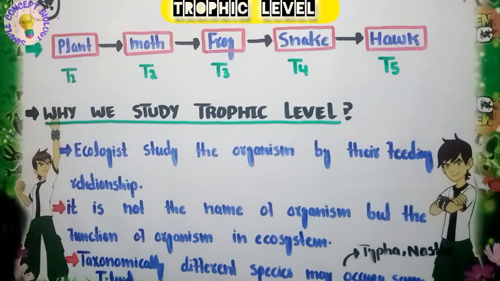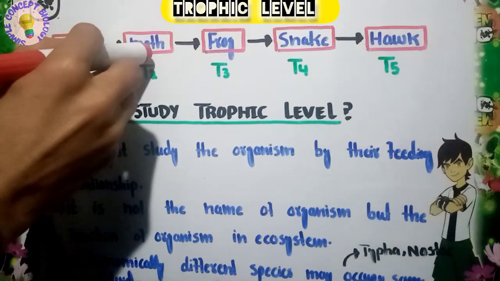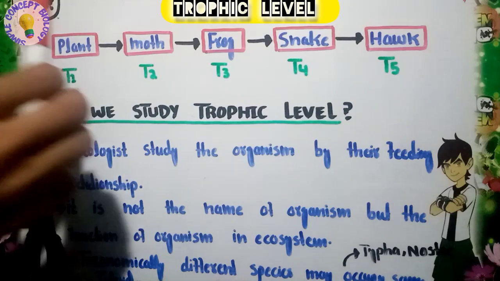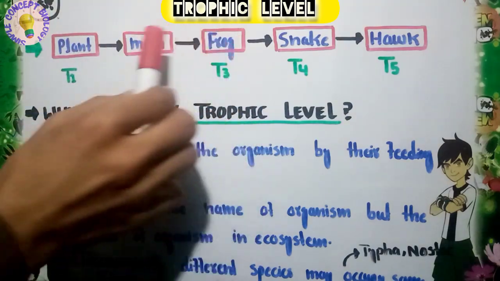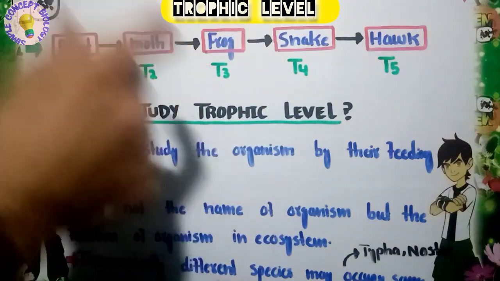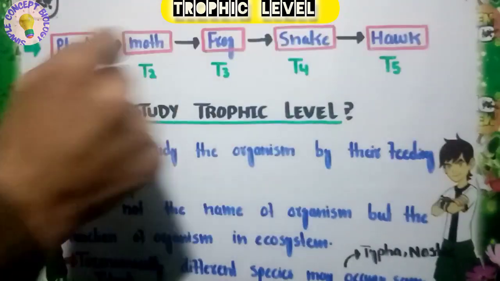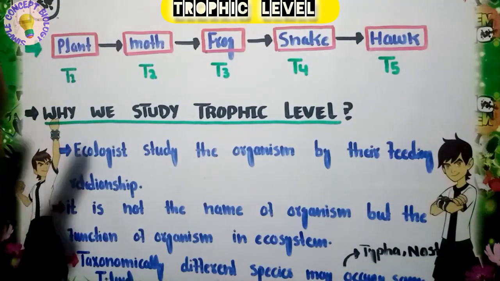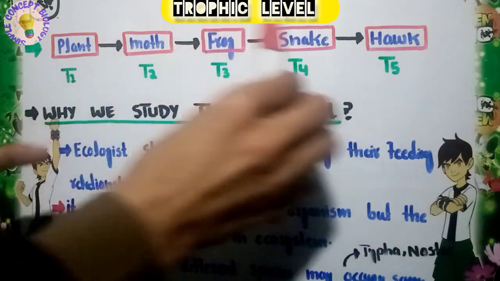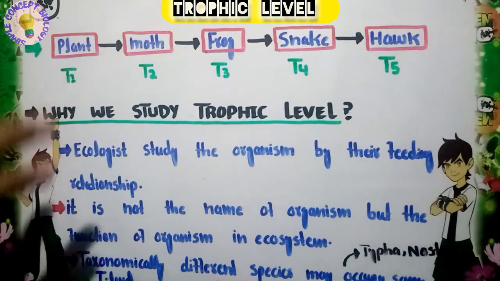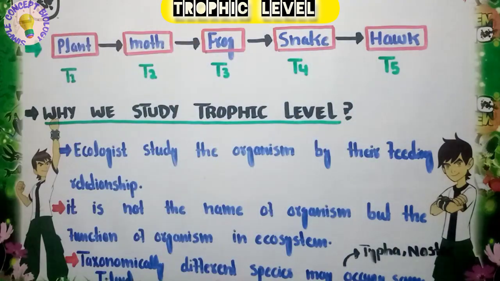Now this energy is transferred to the next organism that feeds on this plant, or producer, which is called a moth in this case specifically. The other organism that feeds on the moth is the frog. On the frog the snake feeds, while finally the hawk feeds on the snake. So you can see here we can finally form a chain. This chain is called a food chain because all these organisms are correlated with each other on the requirement of food or energy.